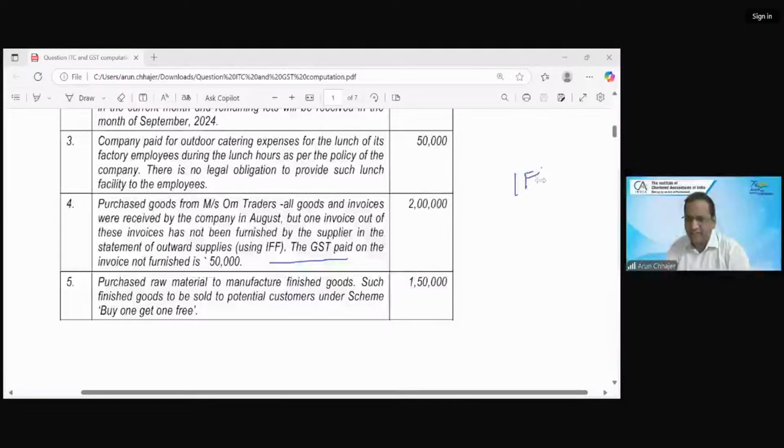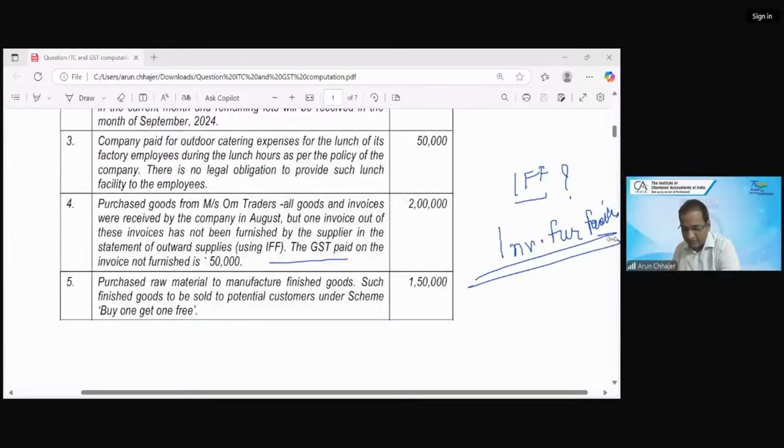Can you tell me what is IFF? ये IFF क्या है? Invoice furnishing facility, that is okay, fine. Who is required to file invoice furnishing facility? कौन फाइल करता है इनवॉइस फर्निशिंग फैसिलिटी को? Supplier quarterly filer, absolutely correct.